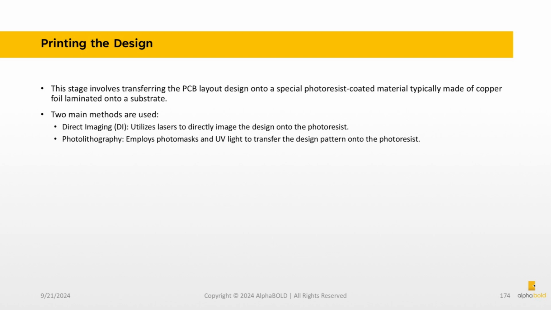Printing the design. This stage involves transferring the PCB layout design onto a special photoresist-coated material, typically made of copper foil laminated onto a substrate. Two main methods are used. Direct imaging, DI, utilizes lasers to directly image the design onto the photoresist. Photolithography employs photomasks and UV light to transfer the design pattern onto the photoresist.